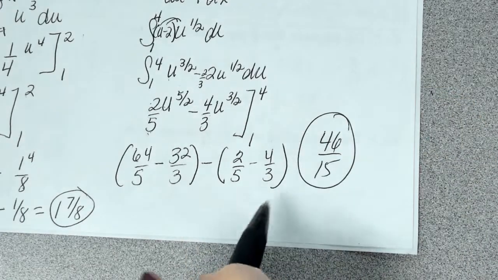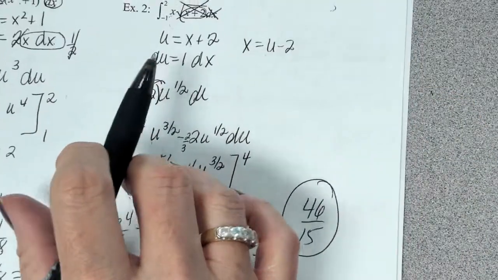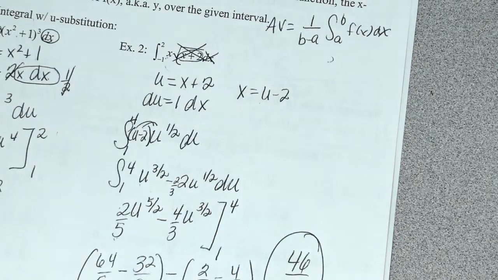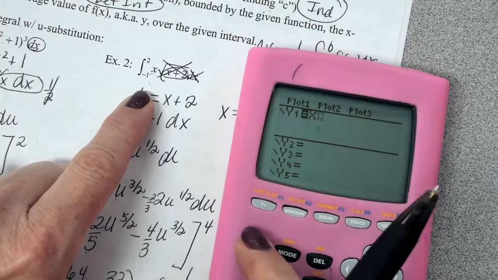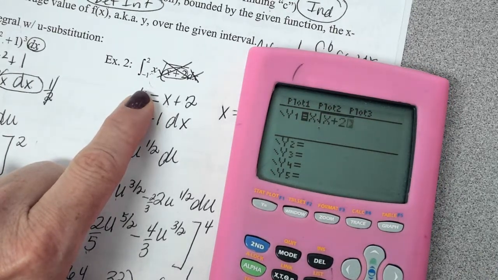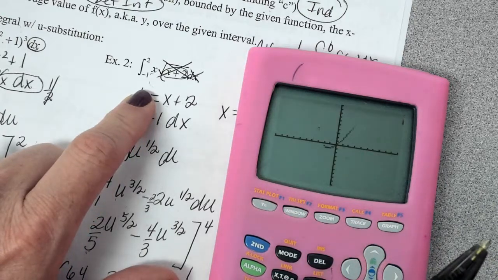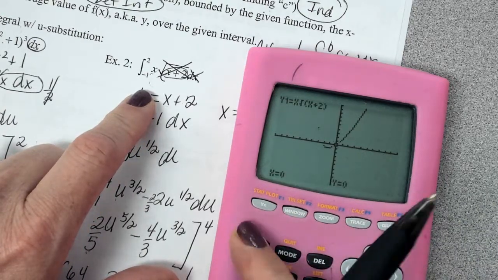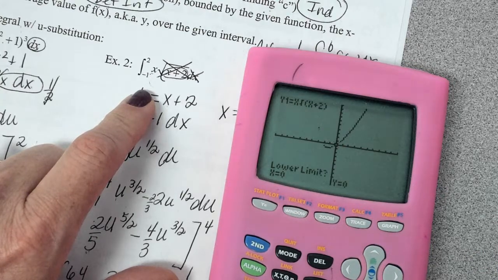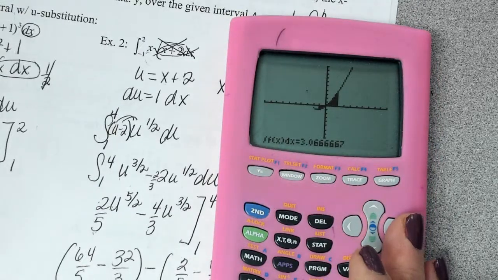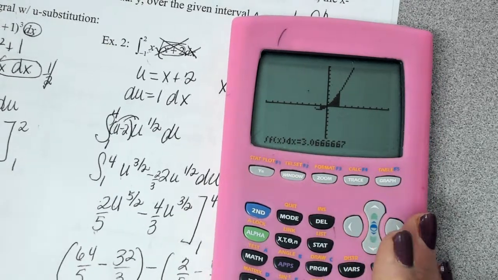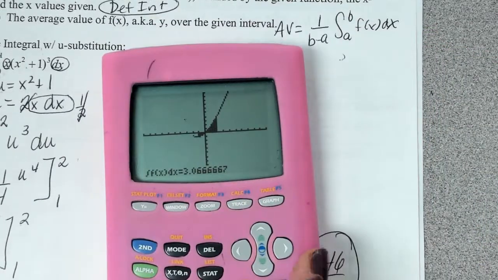Now, I go through all this work. What should I do? Check it. So let's go back to y equals. Just do a real quick check. X square root x plus 2, zoom 6. What's the answer to that integral? Number 7 from -1 to 2. And it is 3.06667. We know that we're great mathematicians and that we are correct. All right. Feel good about that? You should.